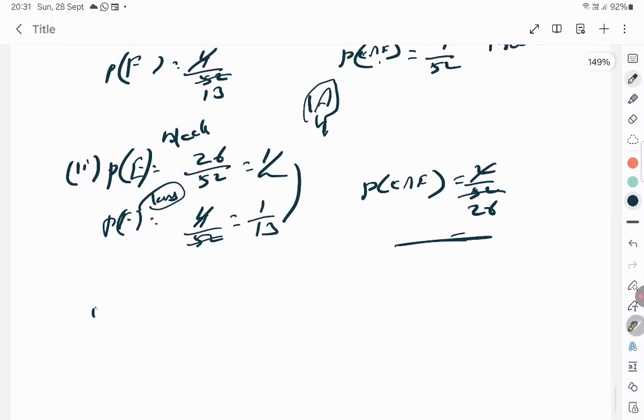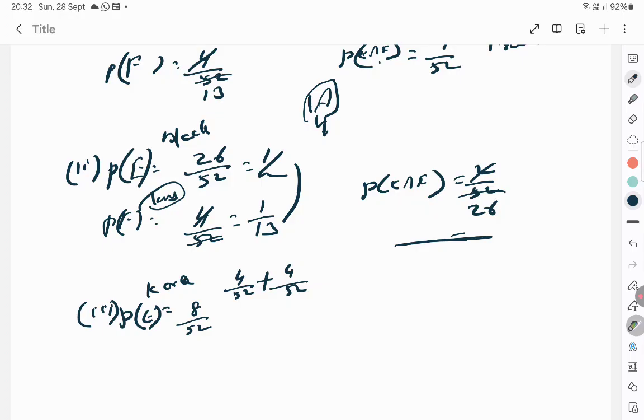Next is the third subdivision, where the card is E, a king or a queen. King or queen, both can be there, a union. How many kings can be there? There are 4 kings out of 52, and 4 queens also. So can I say that there are 8 by 52? Either a king or a queen. So 8 by 52 is the probability of E.